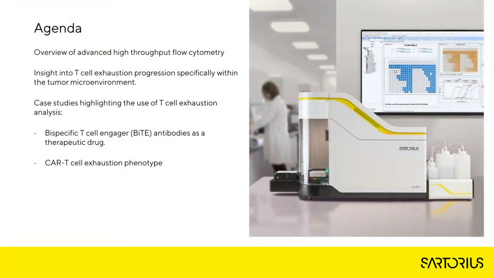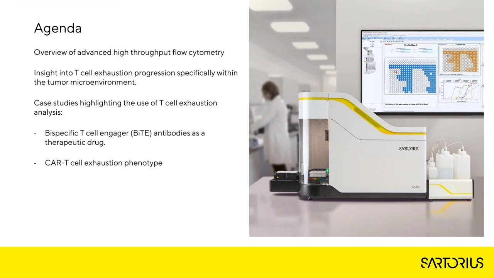On the agenda is a brief overview of the Advanced High Throughput Flow Cytometer, the IQ platform, which was used to create the data seen in this webinar. I will then give an insight into how T-cell exhaustion occurs and how this progresses, specifically with regard to an oncology setting, and how the tumour microenvironment plays a role here. Finally, I will cover two case studies. The first looking at BiTE antibodies and their effect on T-cell exhaustion compared to a more rudimentary activation method. And the second will cover how the T-cell exhaustion kit provided by Sartorius can allow us to identify CAR T-cell activation.